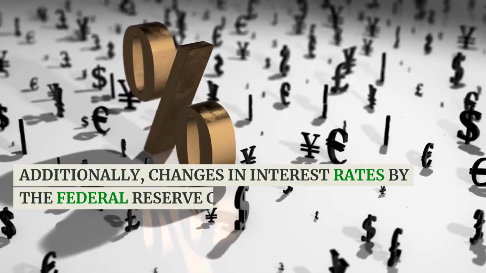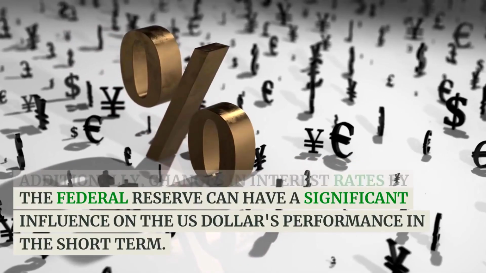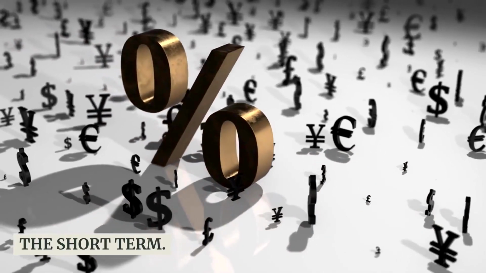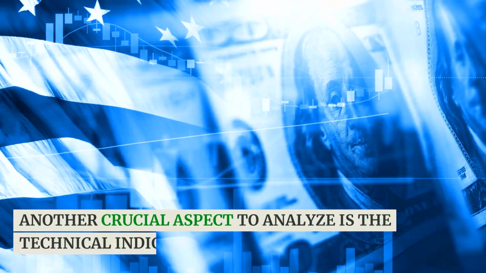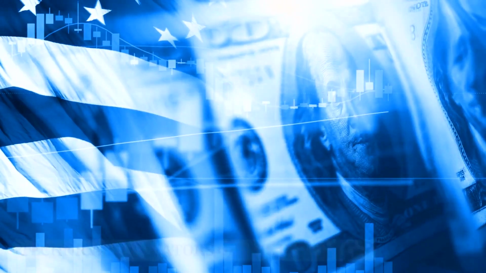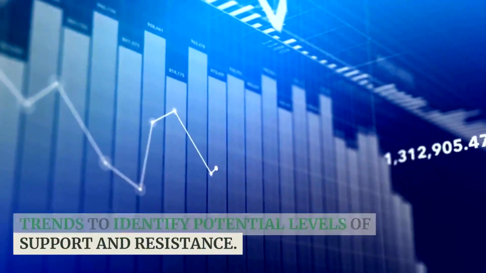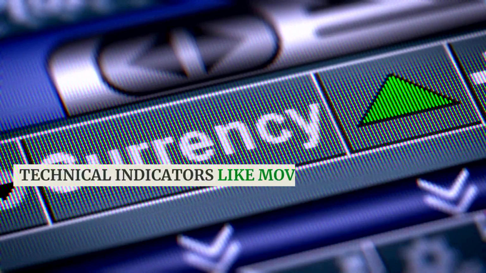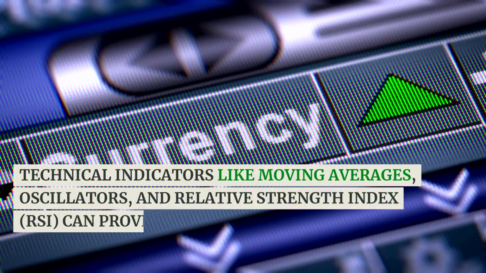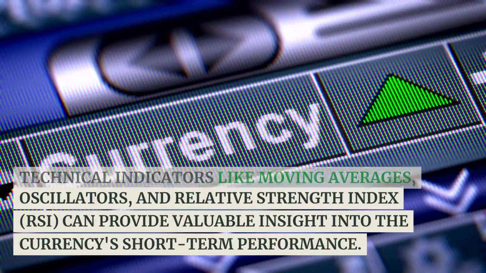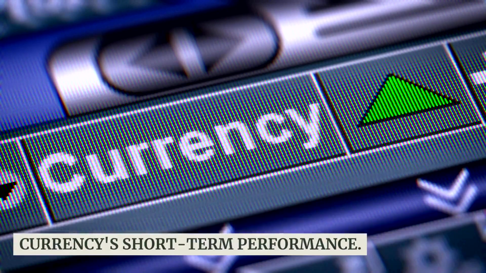Additionally, changes in interest rates by the Federal Reserve can have a significant influence on the US dollar's performance in the short term. Another crucial aspect to analyze is the technical indicators of the US dollar. This involves studying charts, patterns, and trends to identify potential levels of support and resistance. Technical indicators like moving averages, oscillators, and relative strength index (RSI) can provide valuable insight into the currency's short-term performance.